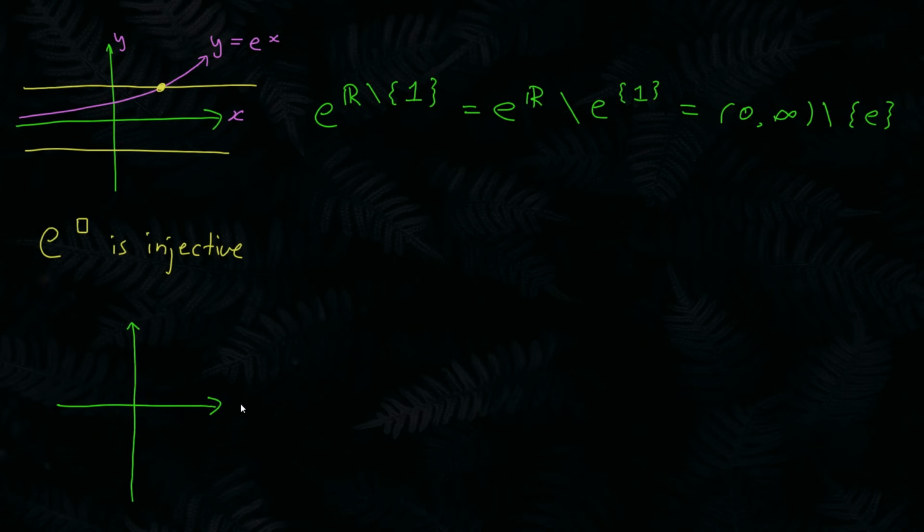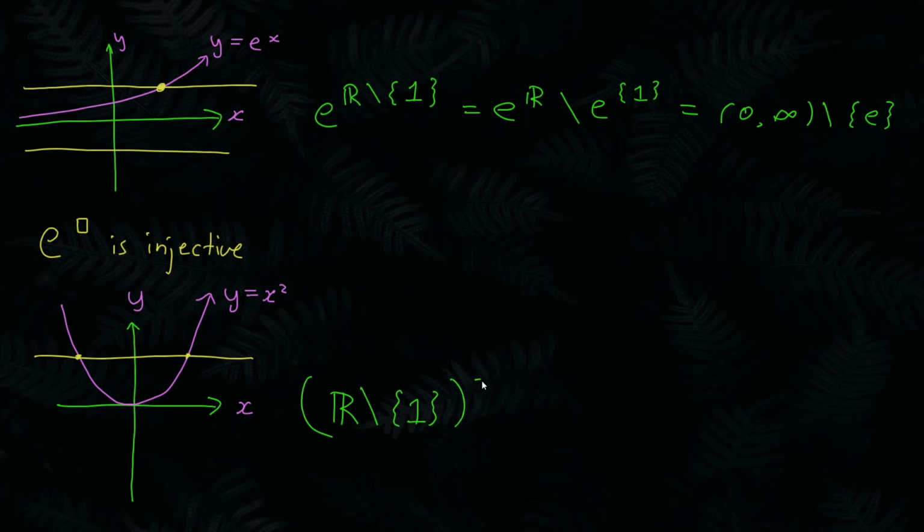In particular, I want to have a look at x squared, or in other words, the squaring function. And lo and behold, the horizontal line test for injectivity is not passed, because we're intersecting in 2 points. So if we look at the set R delete 1, and we try and square that, it's not true that this is the real line squared, delete 1 squared. This is wrong. And that should sort of make sense.